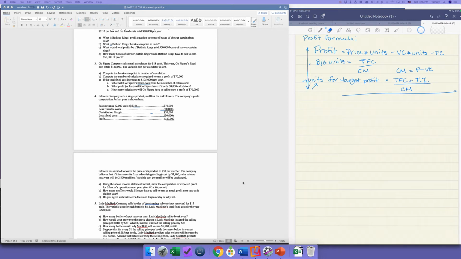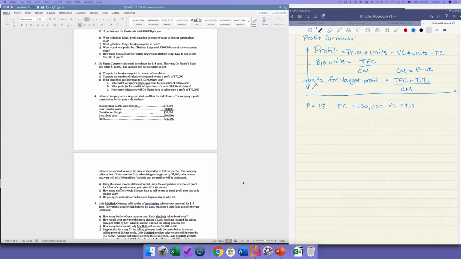Okay, it's time to do the rest of these. So we are just going to do basically the same thing we did before. We have our calculator company. We are selling these things at $18 a piece. And our fixed costs are $120,000. And our variable cost is $10 per calculator.